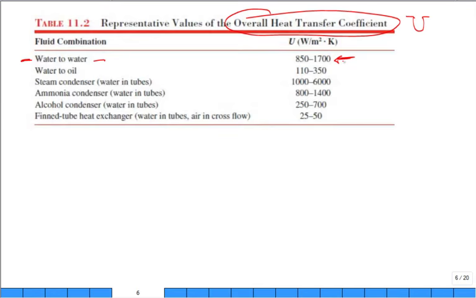All right. Now let's jump to the bottom. You get asked a lot of questions about this type of heat exchanger. What is it? The one we're talking about. Finned tube heat exchanger, water inside the tubes, and air in cross flow. Look at the range. It's the lowest of all the table, isn't it? 25 to 50. Again, it just reemphasizes what we're talking about. You could double the water flow rate, it's not going to help promote heat transfer. If you change the air flow rate, it will.